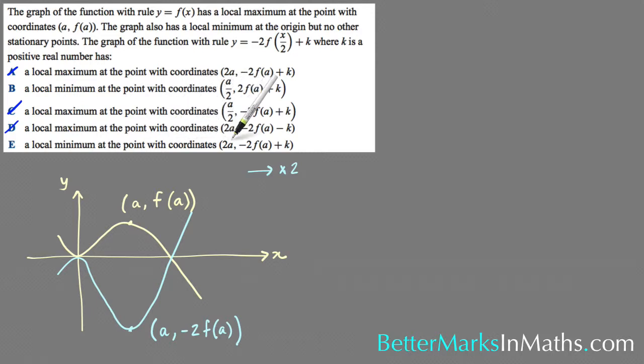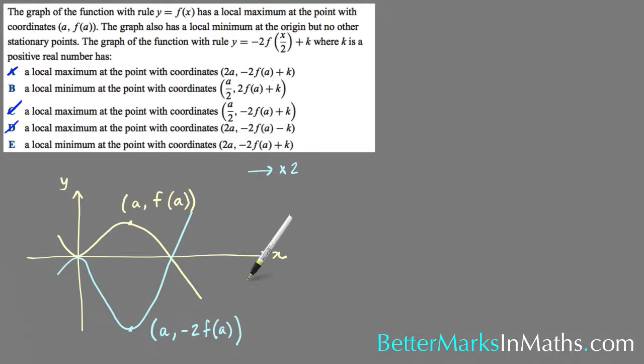So looking at the actual x coordinate, you need to look at the x coordinate of this point. So this is a, and when you multiply all the x coordinates by 2, because of this dilation factor, that's going to make this 2a. And this is the only one, well, it's the only one of these two that has 2a for the x coordinate. So the answer must be E.